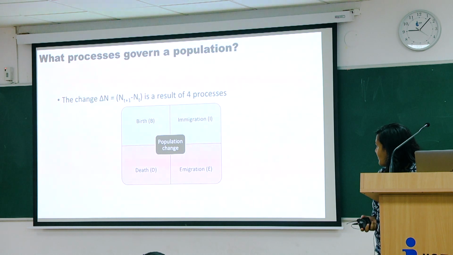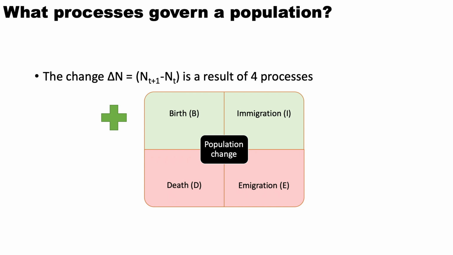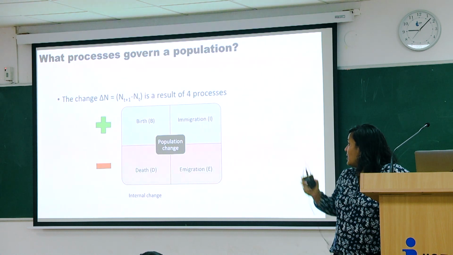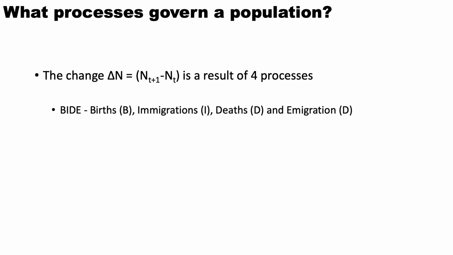If you look at it, births and immigration are the two processes that add individuals to the population, and deaths and emigration remove individuals from the population, so they cause negative changes. Another way of looking at it is that births and deaths are internal properties of the population you're interested in, that happen within the population, whereas immigration and emigration are with reference to other populations with which the population you are interested in is interacting. So those are external factors.